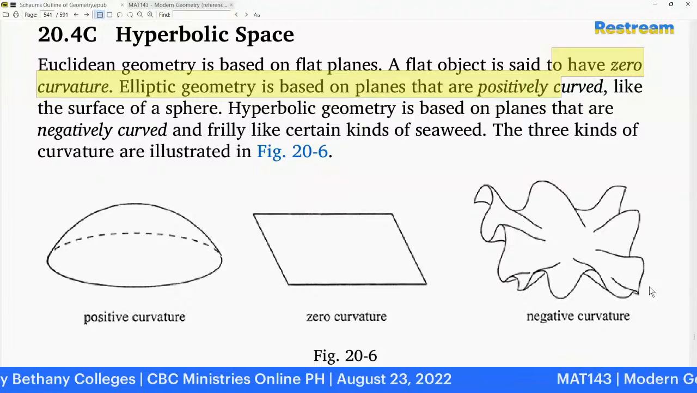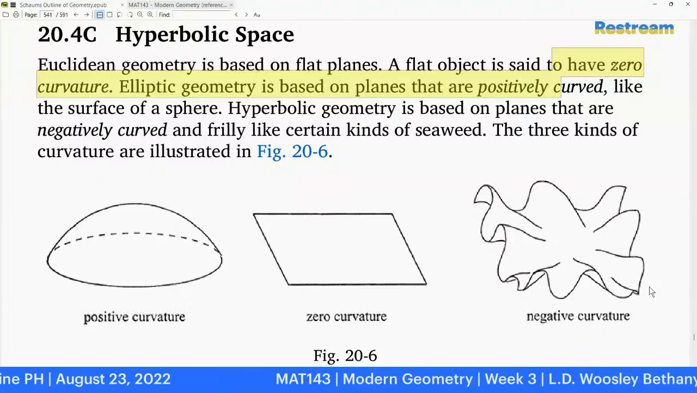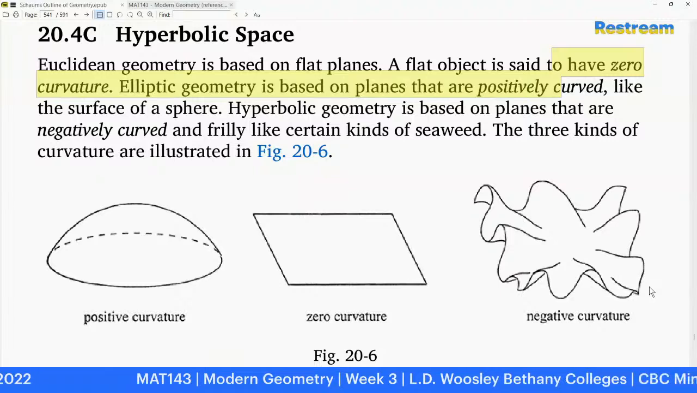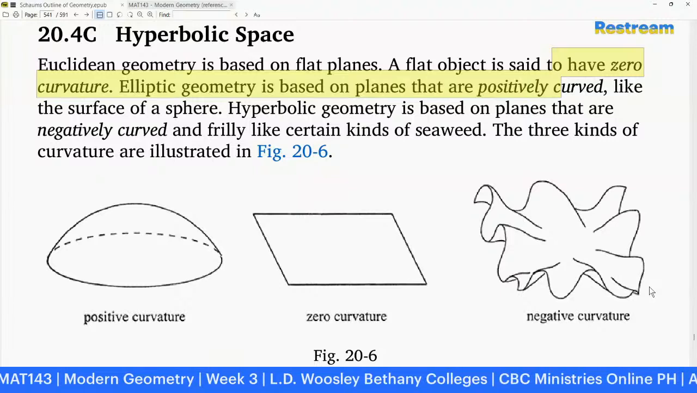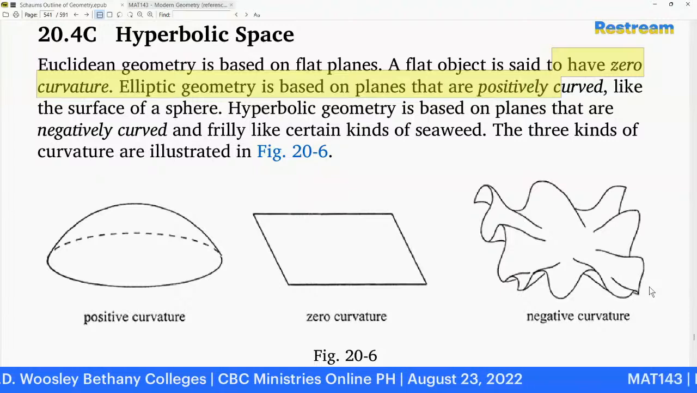Alright. So yun yung, at least nag-gets you guys? Nag-gets you ba guys? Ito yung pagkakaiba ng mga geometries, no? So elliptic, yan, positive curvature. Zero for classical Euclidean, and then negative for the hyperbolic.